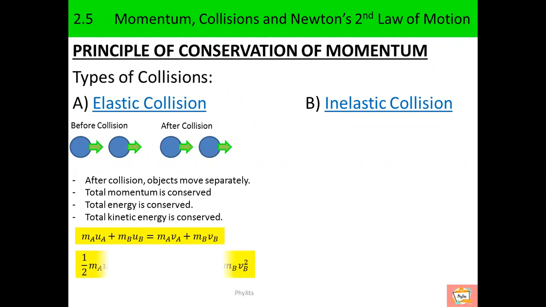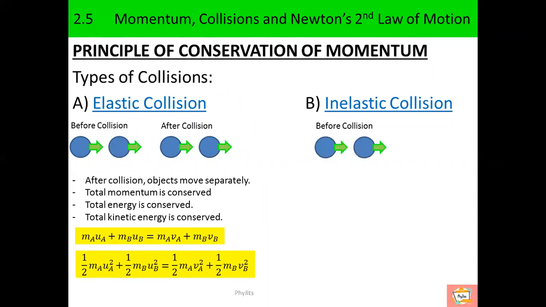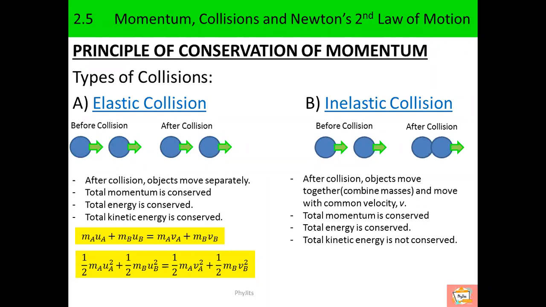Whereas for inelastic, before the collision, they are moving separately. After the collision, they combine together and move together. That means ball A and ball B have stuck together and now they are moving together. So they have a common speed, the same speed after the collision. Their masses are combined and they move with a common velocity v. So no more different velocities after collision. It's the same velocity for both of them because they have stuck together.